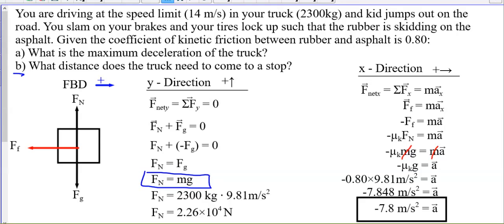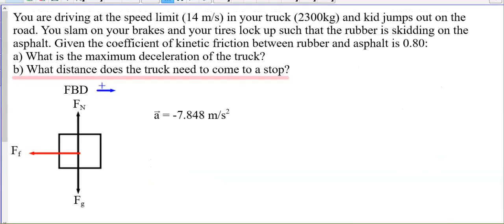I still have a part B, so I'm going to use the 7.848 meters per second squared. But as far as following the rules of significant figures, this should only have 2 digits by the time we're done. So moving forward, what distance does the truck need to come to a stop? Knowing what my acceleration is that I just finished calculating, I'm going to take the whole number because why not?